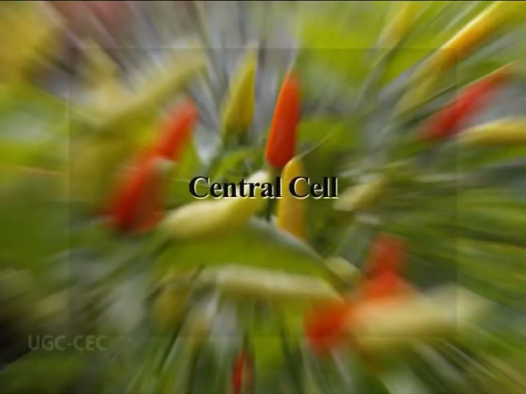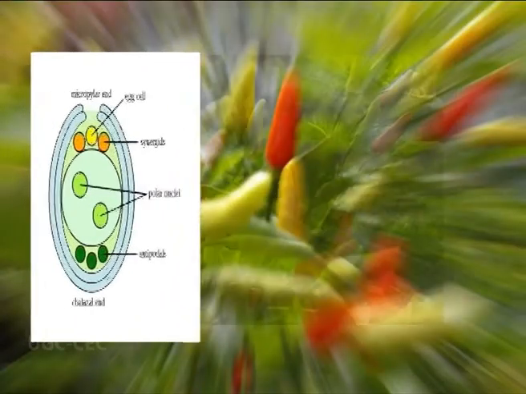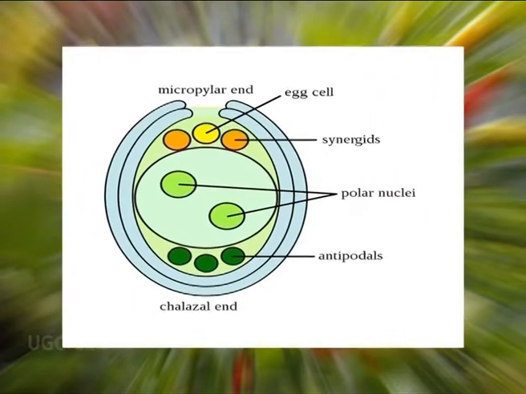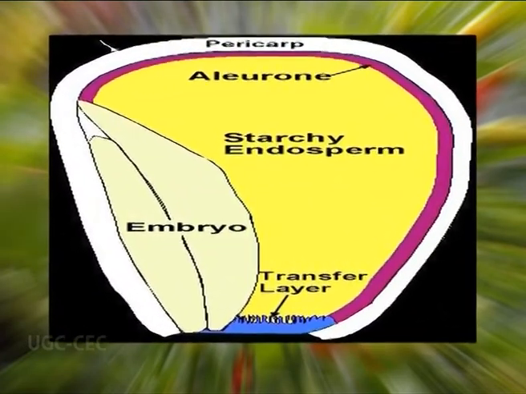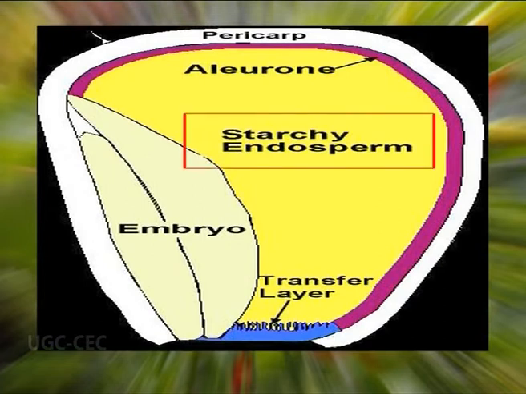Number 4, central cell. This is the largest cell of the embryo sac. It contains 2 polar nuclei which fuse before fertilization to form the secondary nucleus. The latter forms endosperm after fertilization. Hence, the central cell is also referred to as the endosperm mother cell. The nuclei of the central cell are very large and each possesses a conspicuous nucleolus.